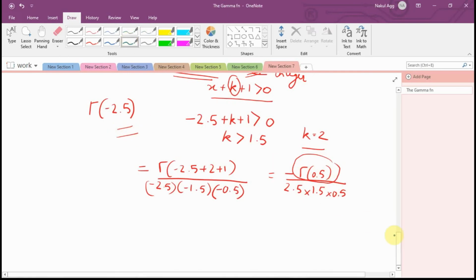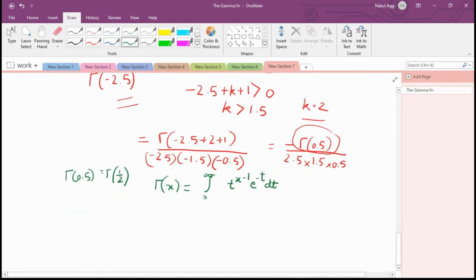In this section, we will evaluate the value of gamma 0.5, or gamma half. I will rewrite the definition of the gamma function again. So gamma of x is equal to the integral from 0 to infinity of t raised to power x minus 1 e raised to power minus t dt. So gamma of half is equal to the integral from 0 to infinity of t raised to power minus half e raised to power minus t dt.